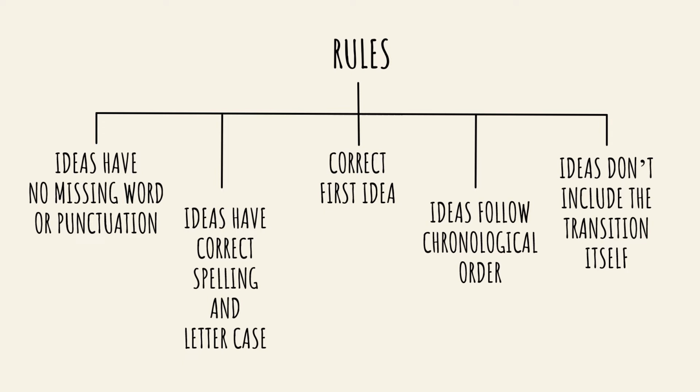The fourth one is ideas should follow chronological order. Which idea comes first and which idea comes later, you need to follow the order. And the last one, ideas do not need to include the transition itself. So when you identify your answer, do not write the transition in your answer as well. We're going to have a look at an example of questions so that you will be able to make sense of all these rules and apply them when identifying the answers.